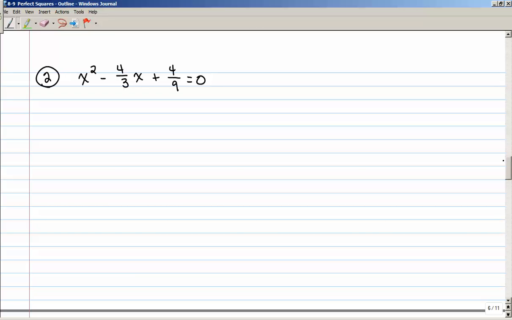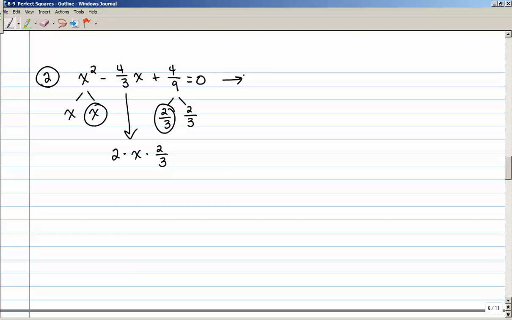Here's another example. Oh good, we get to do some fractions. Let's see if these are perfect squares. Of course, x squared is. Now, is 4/9 a perfect square? Well, the square root of 4 is 2. The square root of 9 is 3. So yes, 4/9 is 2/3 times 2/3, or 2/3 squared. Now, is my middle term, 4/3 x, 2 times an x times 2/3? Remember, 2 is 2 over 1. 2 over 1 times 2 over 3 is 4 over 3. Indeed it is. So this is a perfect square trinomial.